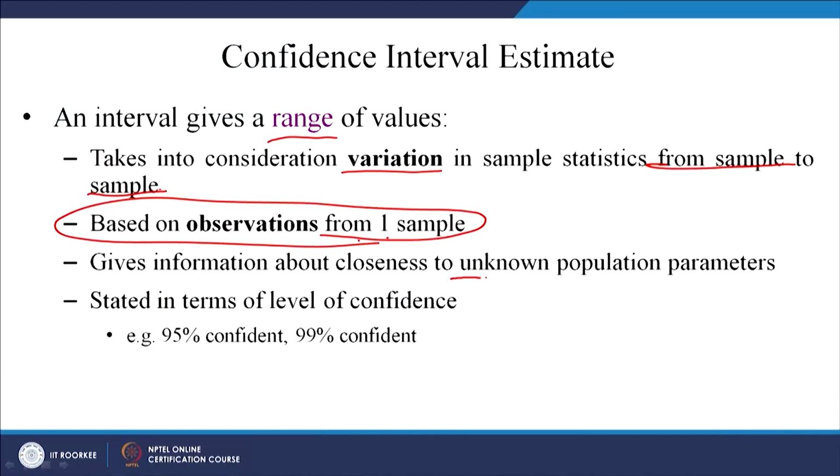It gives information about closeness to the unknown population parameter. We do not know the population parameter, so it is stated in terms of level of confidence.